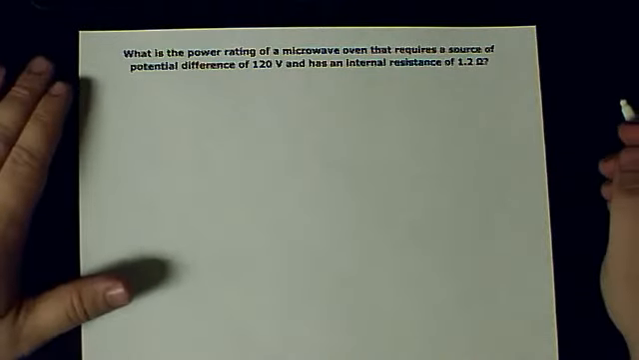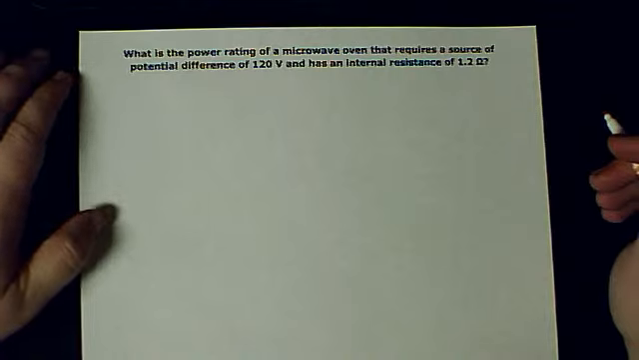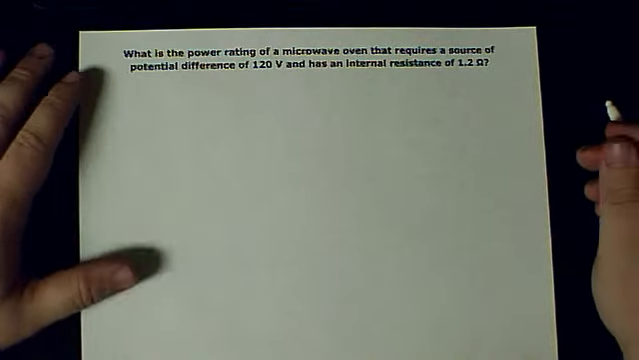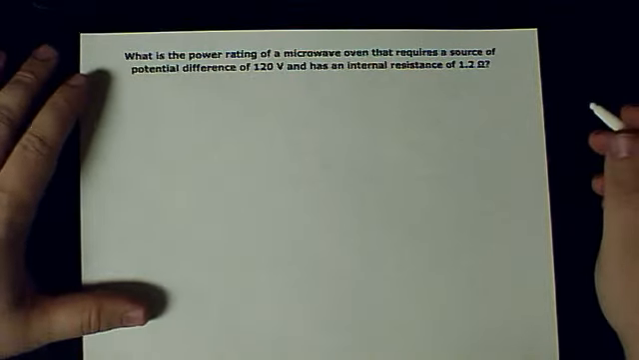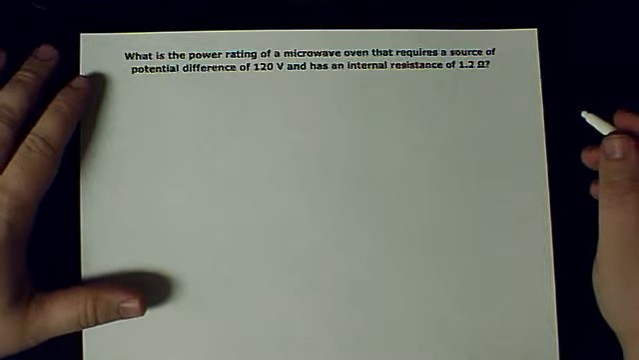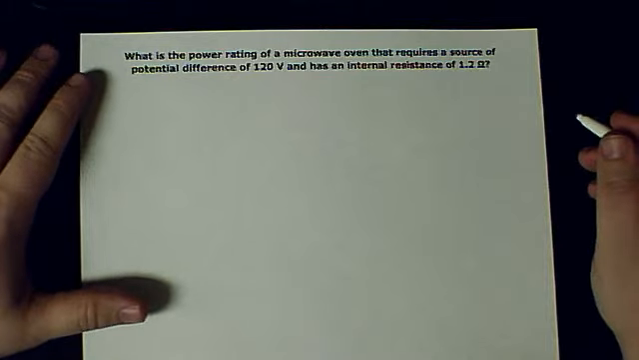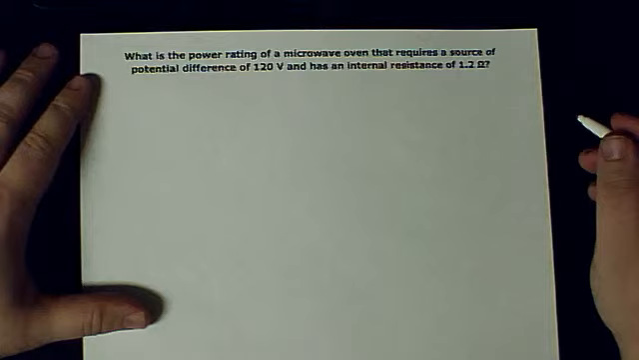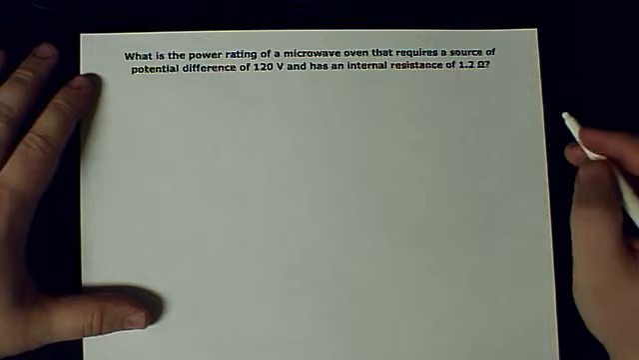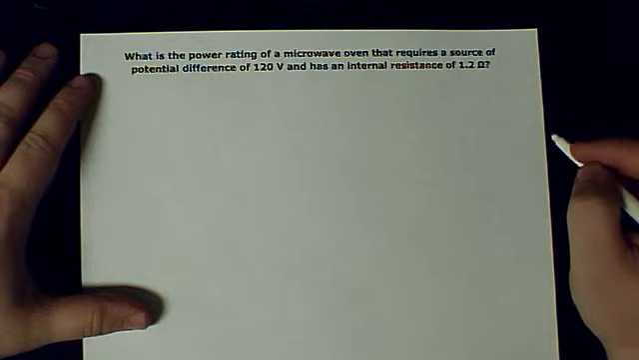Right, another Ohm's law example problem. This one includes power, though. What is the power rating of a microwave oven that requires a source of potential difference of 120 volts and has an internal resistance of 1.2 ohms? This one's a little bit more complicated than the others because it takes a couple of steps.